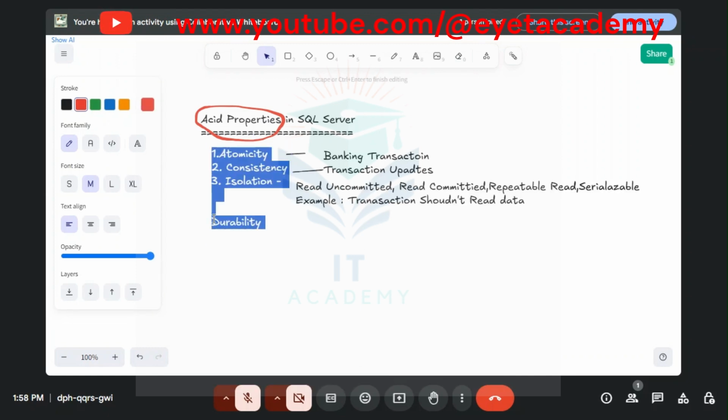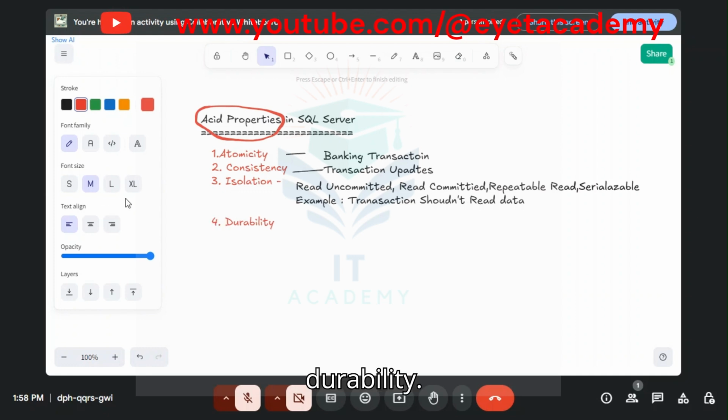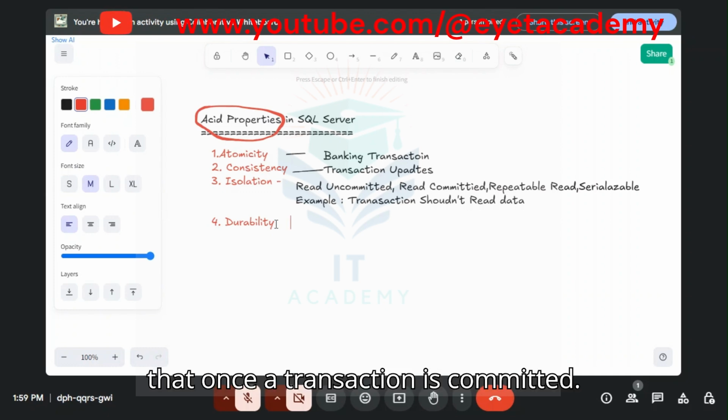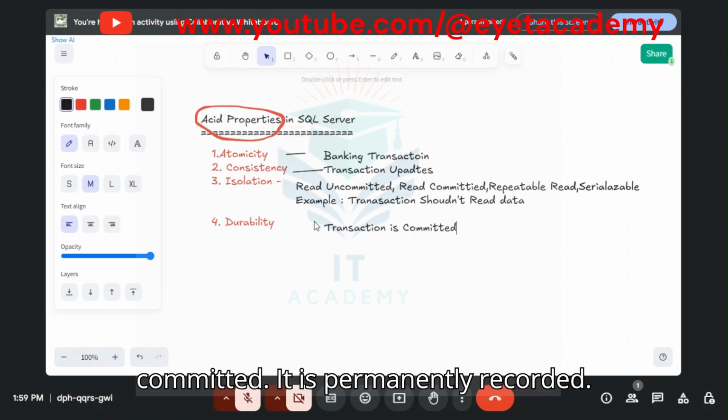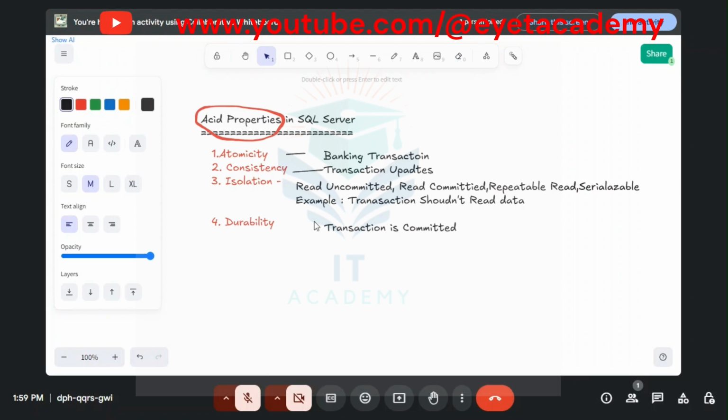Next, fourth one, durability. Durability ensures that once a transaction is committed, it is permanently recorded.